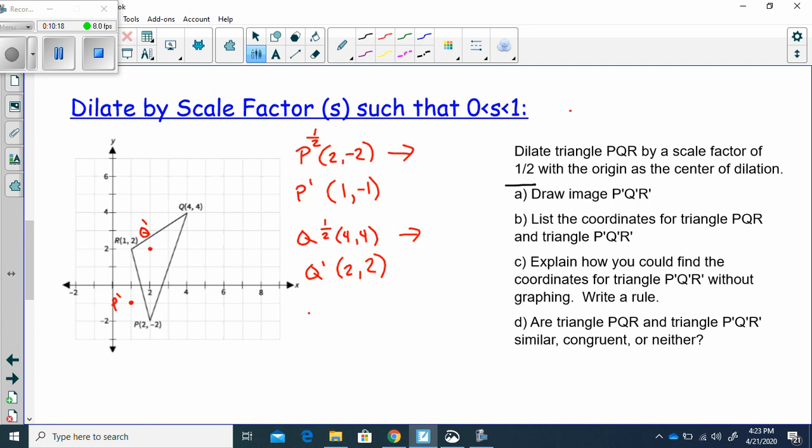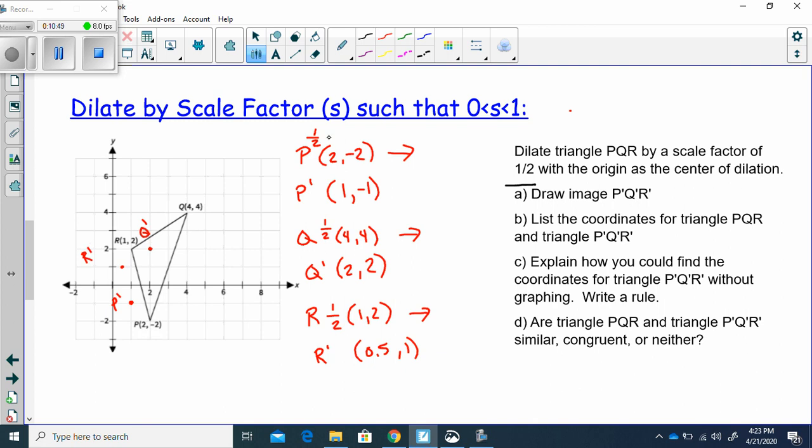Now let's do R. R is at 1, 2. If we're going to dilate it by a scale factor of 1/2, we multiply everything by 1/2. And our image R will be half of 1, which is 0.5, and half of 2, which is 1. R prime is at 0.5 and 1. See, 0.5 and 1. Right there's R prime.